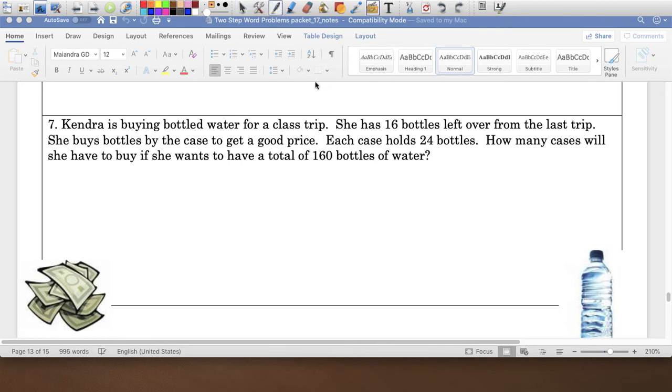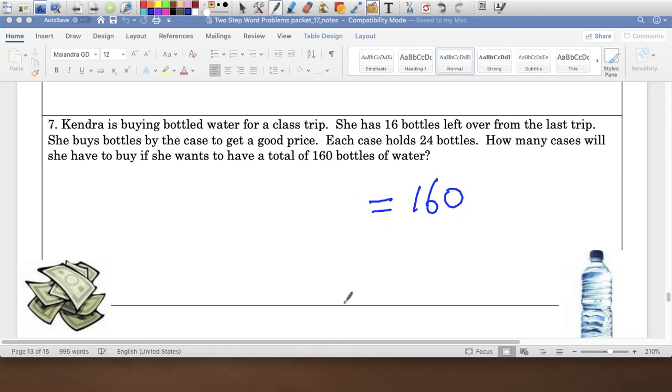All right, so Kendra's buying bottled water for the class trip. She has 16 bottles left from her last trip. She buys bottles by the case to get a good price. Each case has 24 bottles. How many cases will she have to buy? She wants to have a total of 160 bottles. So she wants to have a total of 160.